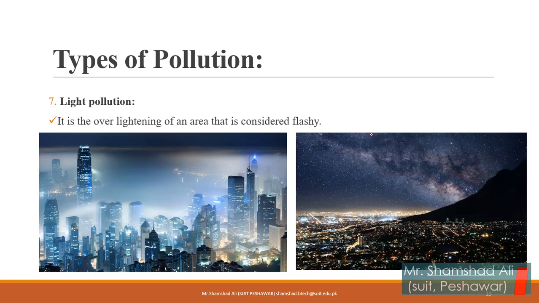The next type of pollution is light pollution. Light pollution is the overlighting of an area that is considered flashy. As you can see in these pictures, these areas are considered flashy. So this overlighting of the area lies in the category of pollution. Here in this picture, you can also see this is pollution.